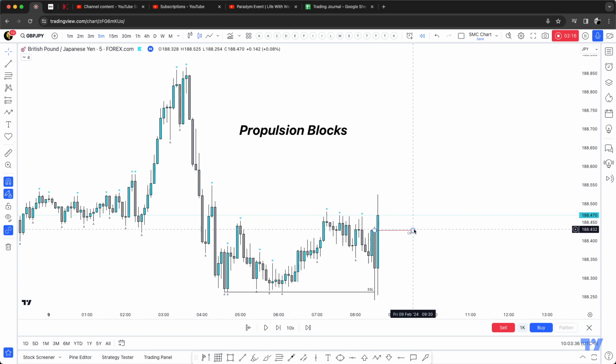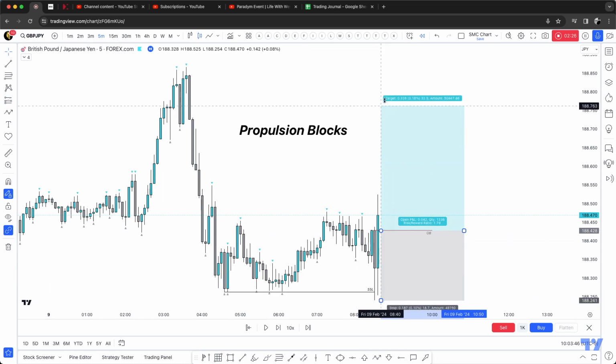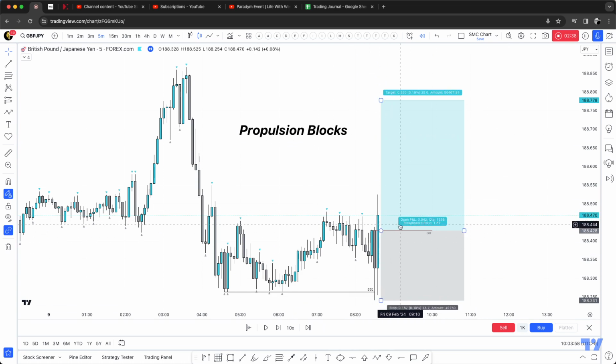So what do we have? We have a confirmation of an order block right here, okay? Just right away, right there, you could be placing a buy if you wanted to. Stop loss just right here. Take profit 1 to 2, 1 to 3, whatever. You could be targeting or using the Fibonacci extension. Now, this video is not about order blocks, right? It's about propulsion blocks.